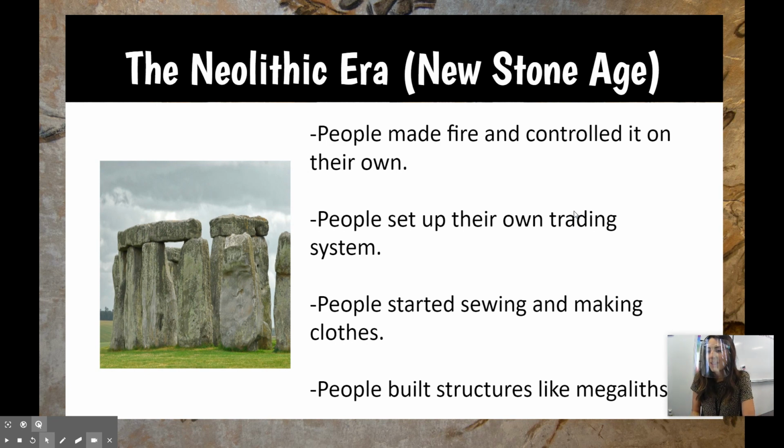Now we know as creationists, as children of God, that God makes Adam and Eve clothes the moment that they sin in the garden to cover them. People also in the Neolithic era, according to evolutionists, build structures like megaliths, like Stonehenge, which we'll also learn about next week. This is the end of the Stone Ages presentation.